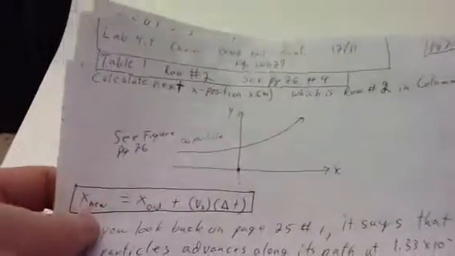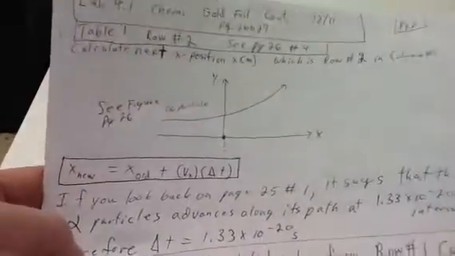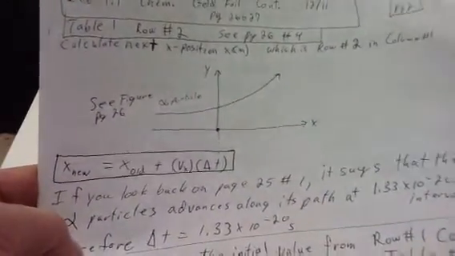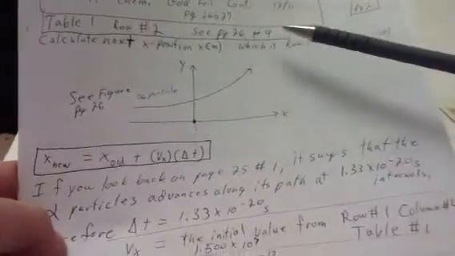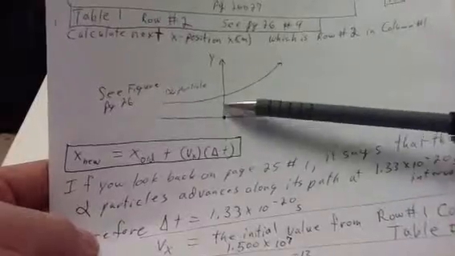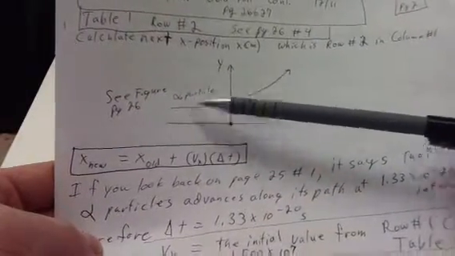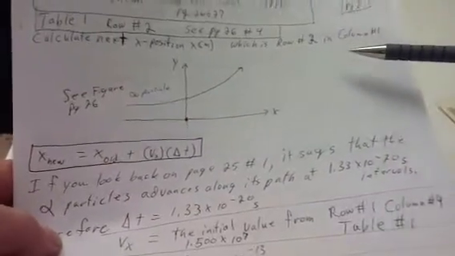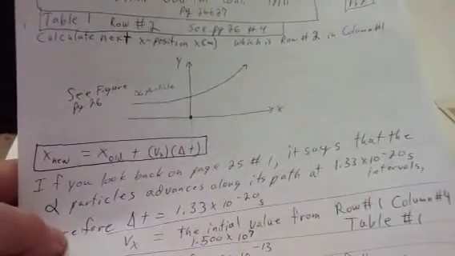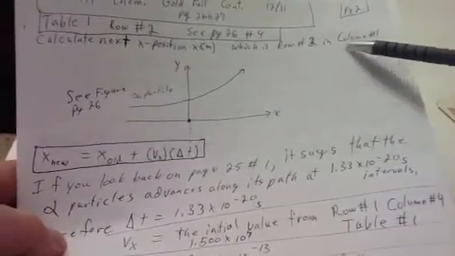So now that you have the table row 1 filled out, your next step is going to be to go to table 1 row 2. So you can look at page 26 number 4. And what we're doing here, calculate the next x position. So now we want to know where the next x position was of this alpha particle, okay? And to determine that, that's for row 2 in column 1.